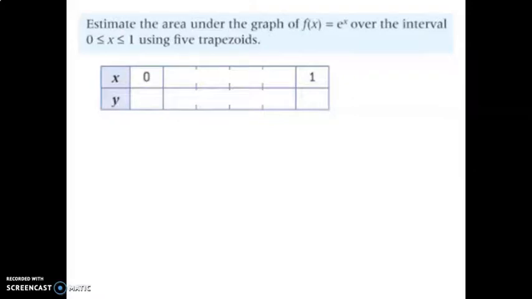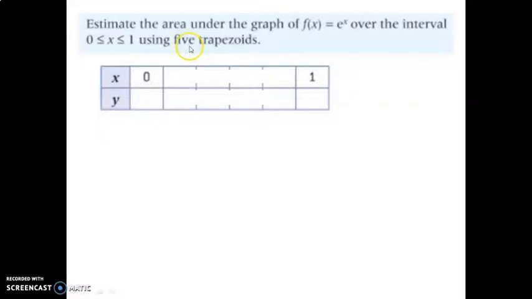It says estimate the area under the graph of f of x equals e to the x over the interval 0 less than x less than 1. So we know our beginning x value is 0, our ending value is 1, and we don't know what this graph looks like, but we want to find the area under it using 5 trapezoids. So our first step is always to fill the table, right?